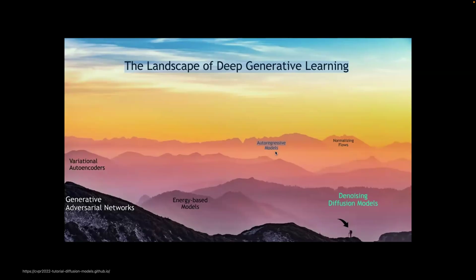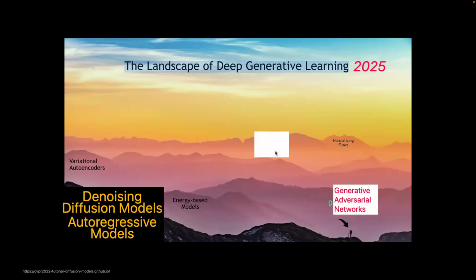Okay, so at the time you can see diffusion models here is a climber, and the king is still GANs. But then after 3 years, I think the order has reversed. So you have diffusion and the auto-regressive model here. It's definitely the top, and maybe GAN is becoming a new challenger here.